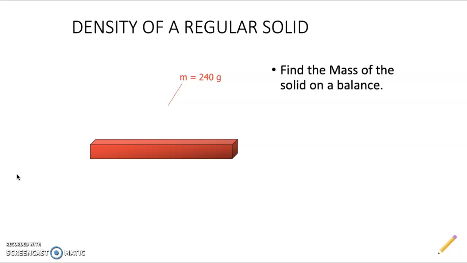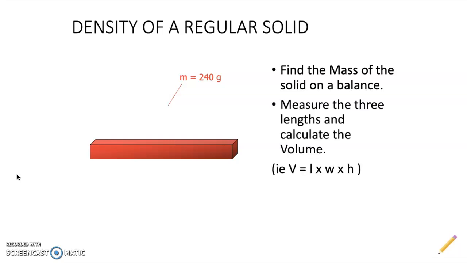How do you work out the volume? Well, the volume of an object is the 3 lengths of that object. So you need the width, you need the height, and you also need the length. If you multiply these together, you will get the volume.